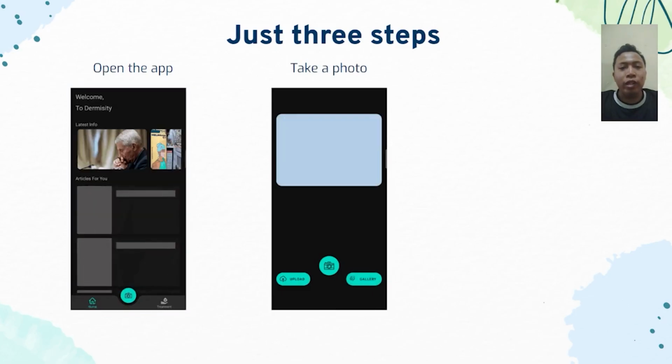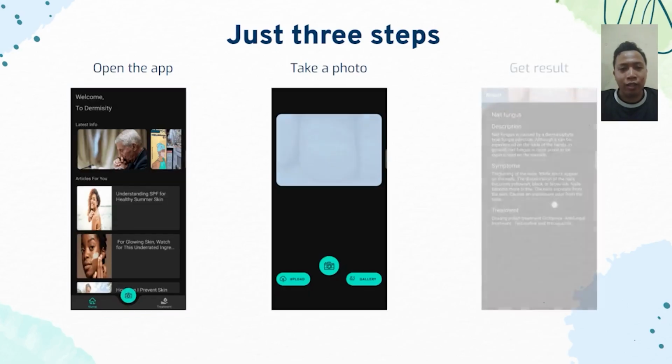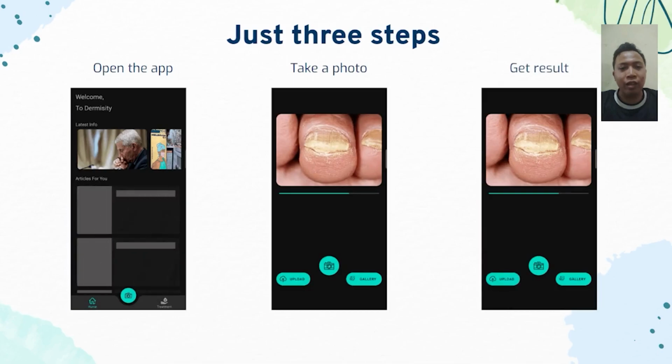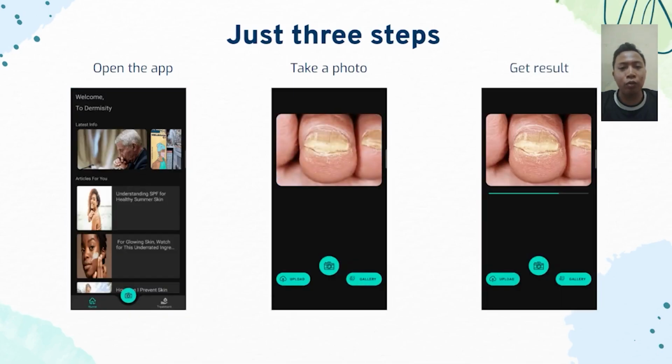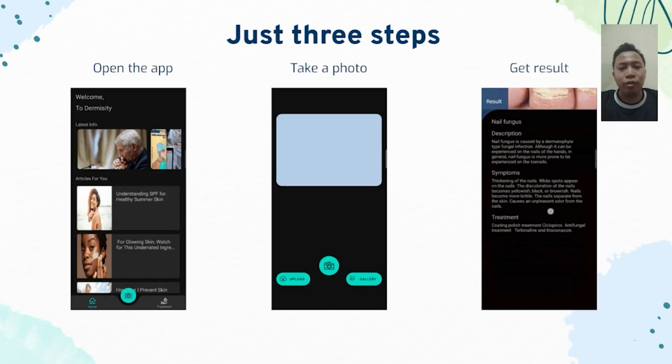After that, wait a moment, and the skin disease you are experiencing and the information about how to get the right treatment to deal with it will appear.